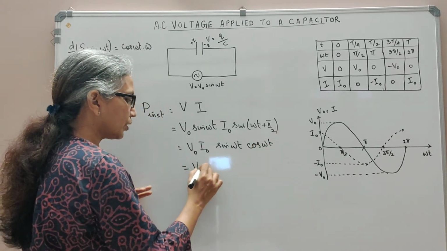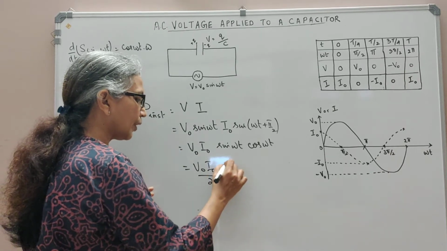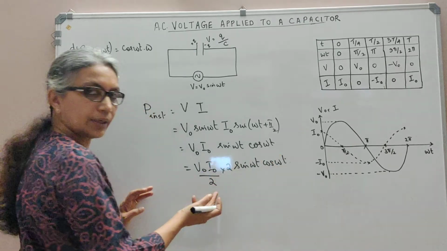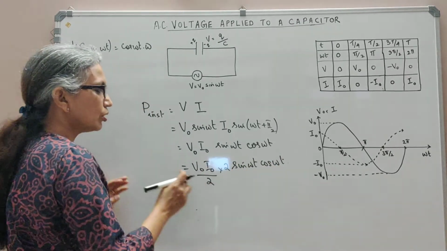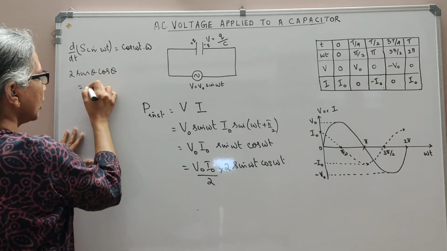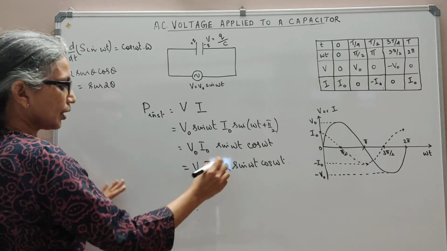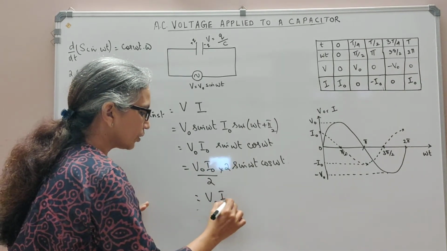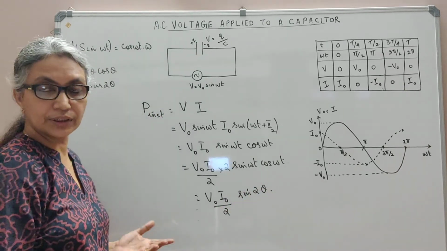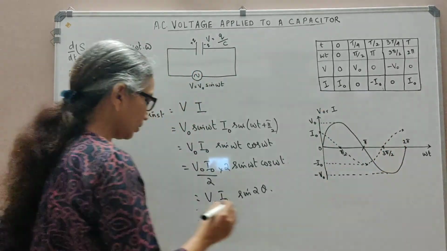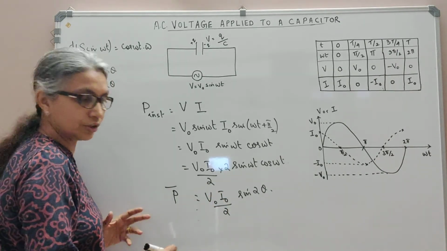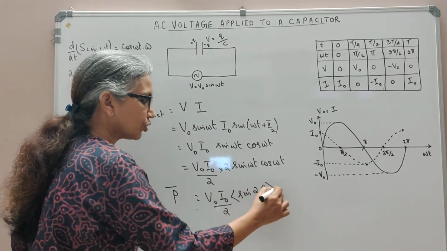I may rewrite this as V0 I0 by 2 multiplied by 2 sine omega t cos omega t. I can divide and multiply by 2, to use the identity, 2 sine theta cos theta, I've already told you in the previous section, is sine 2 theta. So using that identity, I may write V0 I0 by 2 sine 2 theta, right? So if you want to find the average power over a complete cycle, I may represent it as P average. This constant I may take outside the averaging. So I'm going to average this value.